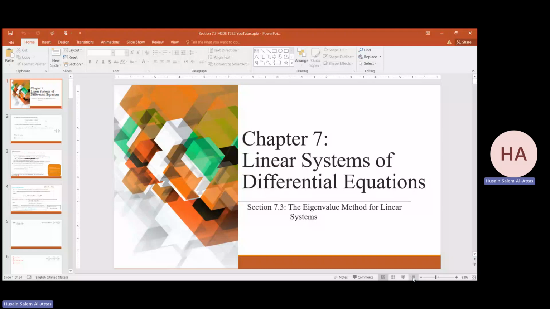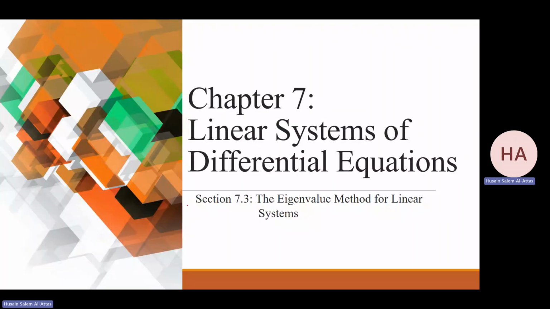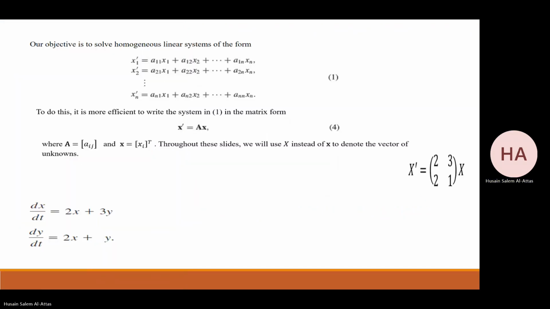Okay, bismillah ar-Rahman ar-Rahim. We'll start section 7.3, the eigenvalue method for linear systems. What we have in this section and the next one, we want to solve homogeneous linear systems of this form. So first, I want to rewrite this form in a matrix form, which is this one, x prime equals Ax.